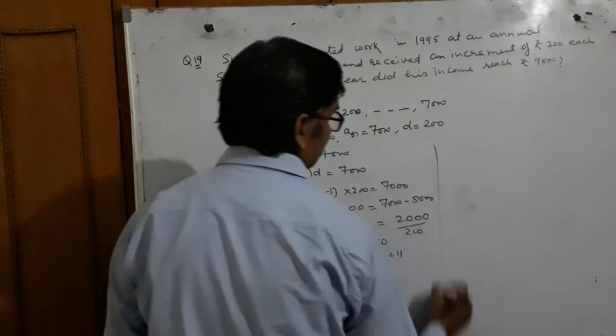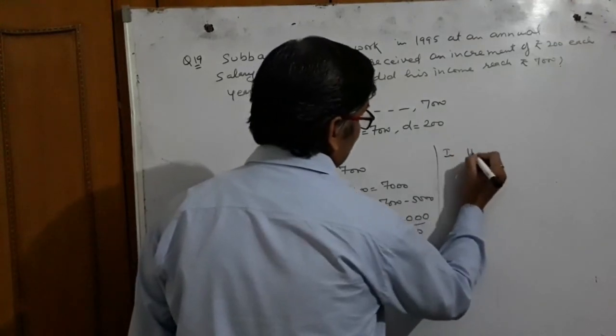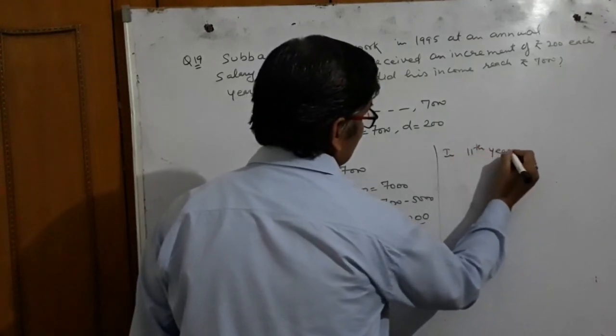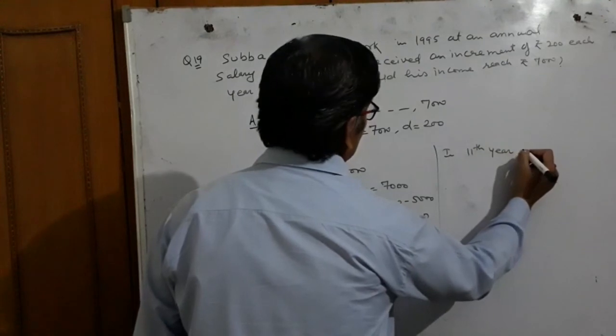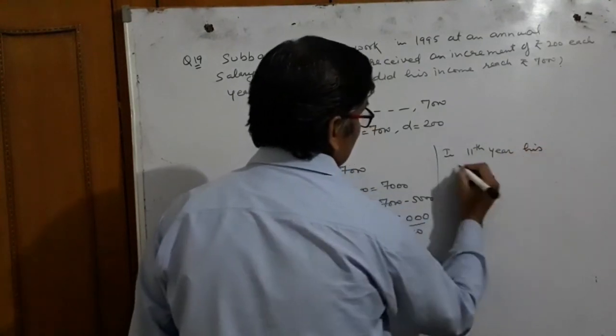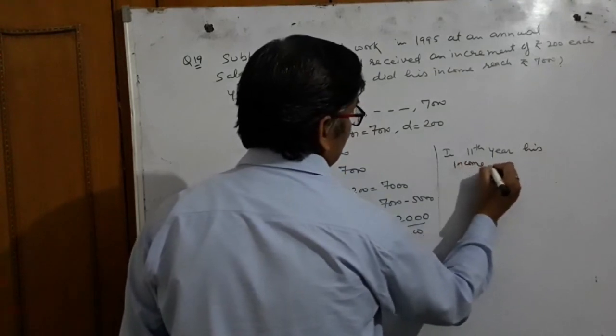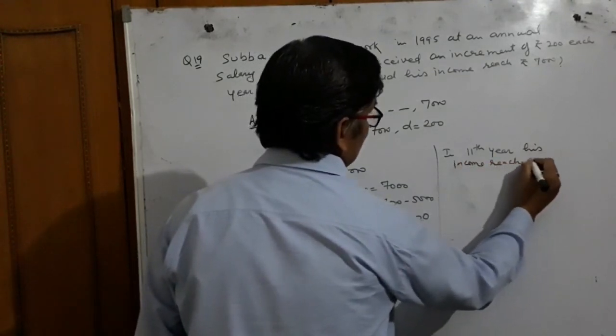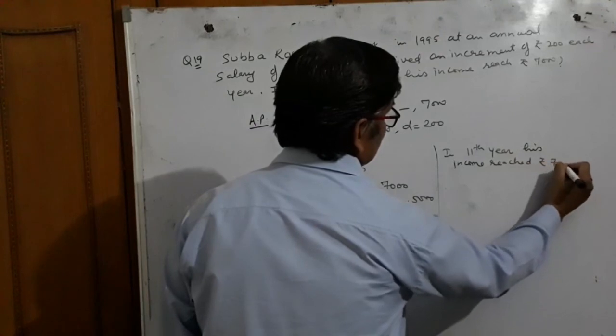So in 11th year, his income reached rupees 7000.